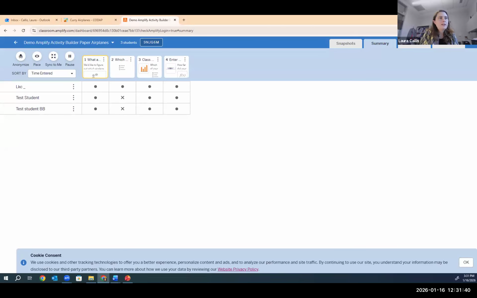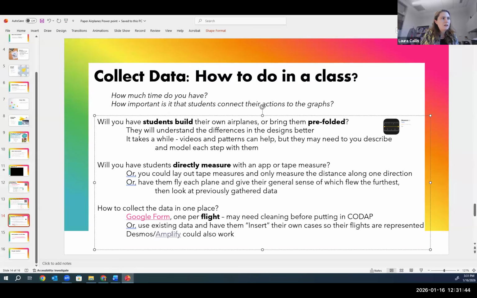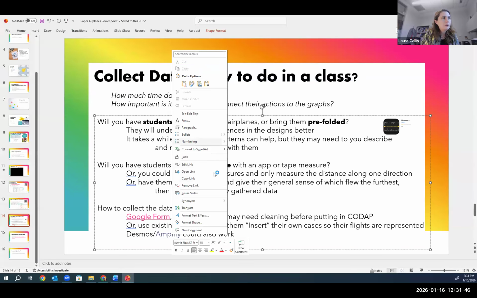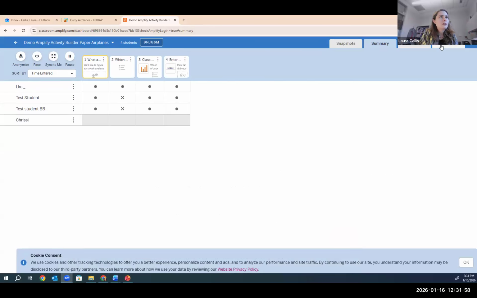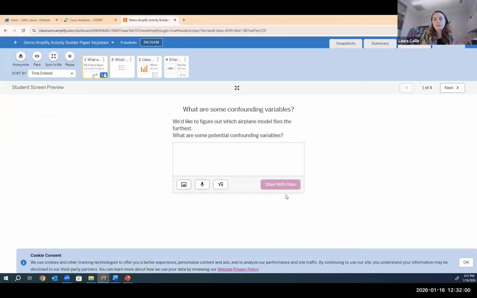So what Amplify is, and I'll put the link in the chat if you want to take a look at the student side. This is not the one that I actually use. This is just so that you can see what the questions look like. What students see, and you don't have to log in if you don't want to, it just saves your answers if you log in. So what students see are questions like this.